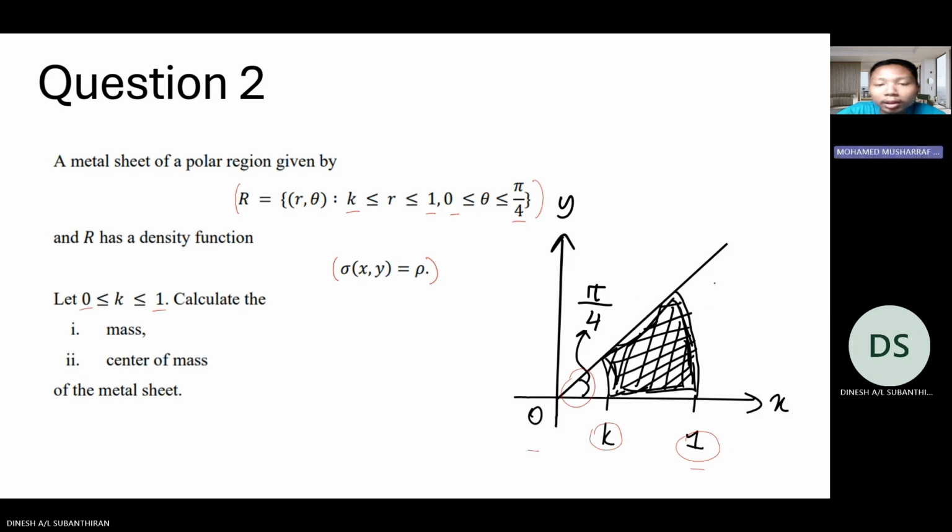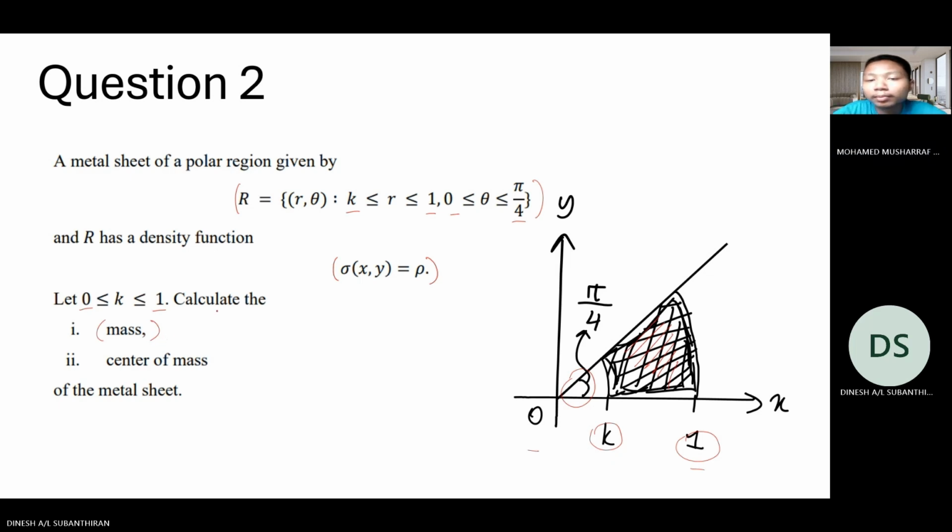And this is the shaded region since the radius is somewhere in between k and 1. And so that's why we shaded this area in the first quadrant. So first we'll be looking at the Roman one, which is to calculate the mass.